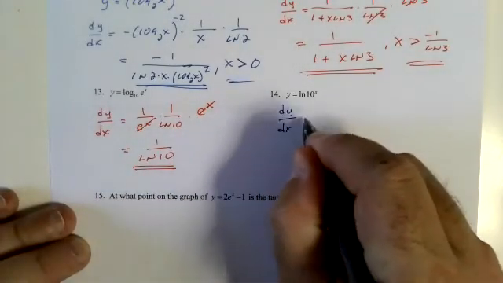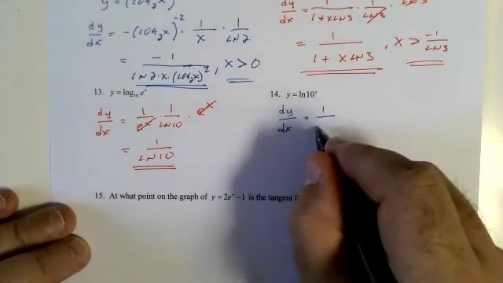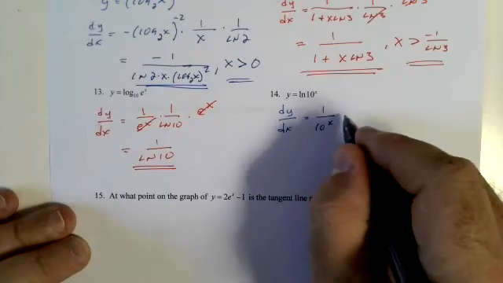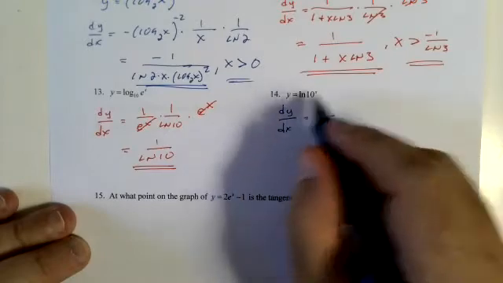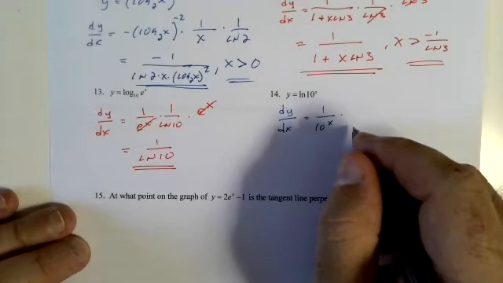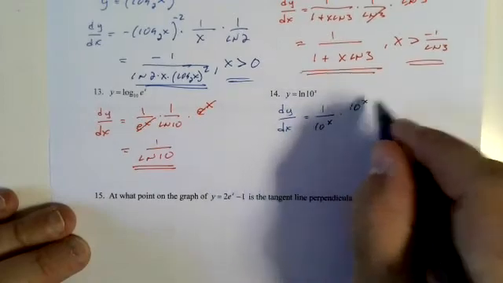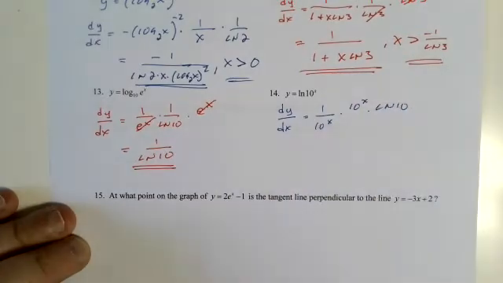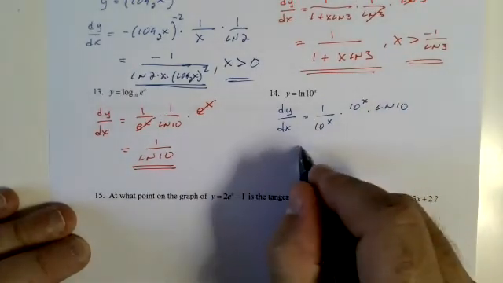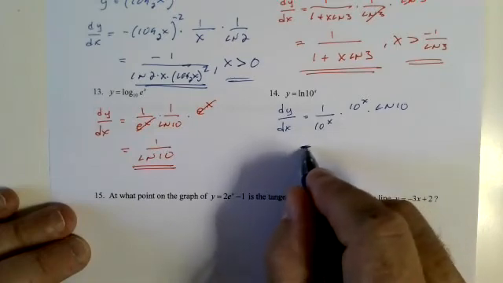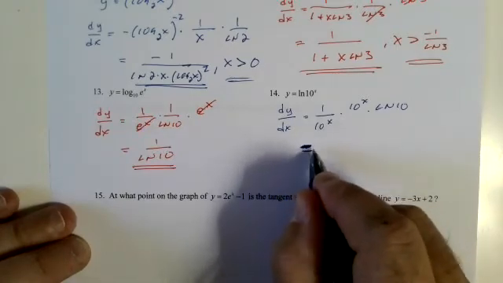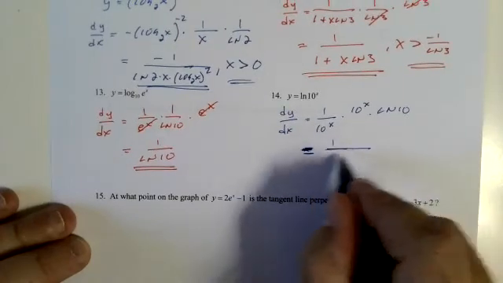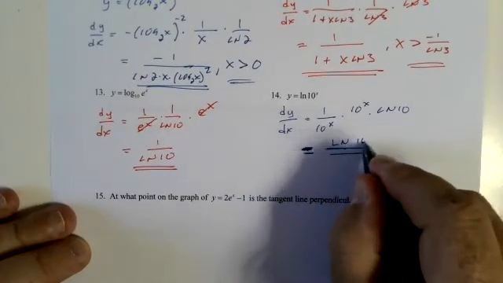dy/dx equals 1 over 10 to the x, right, times 10 to the x times ln of 10, unless I'm mistaken. Yeah, equals 1 over, no, it's not 1 over, ln of 10.